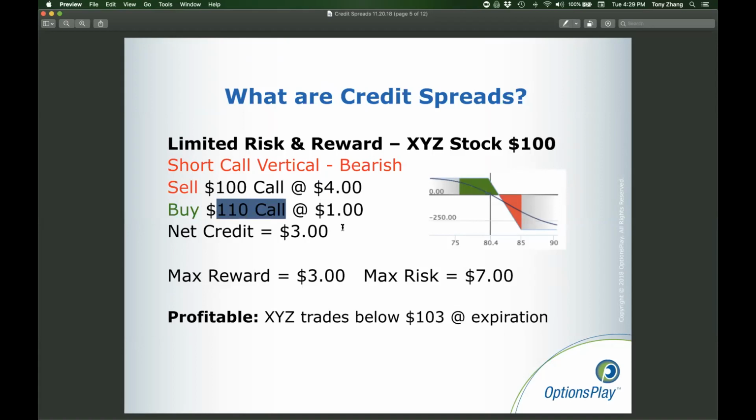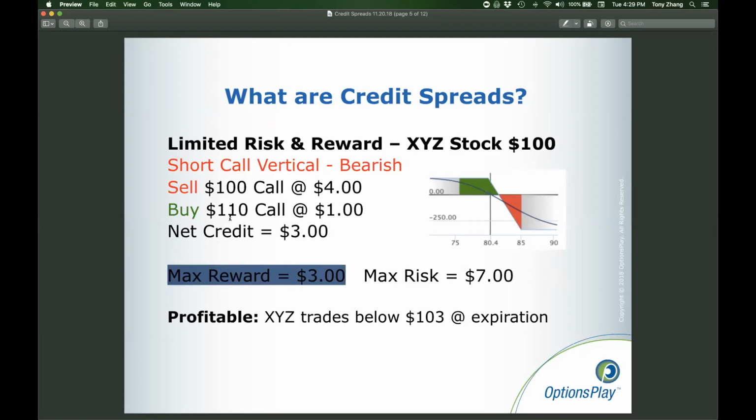And what that does is it caps your risk so that now the net credit here is still $3, because I've sold the 100 call for $4. I bought the 110 call for $1. My net credit's going to be $3. So my max reward, just like the other one, is going to be $3 as well.